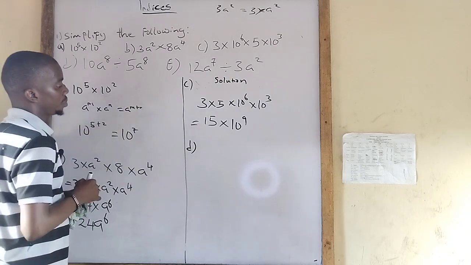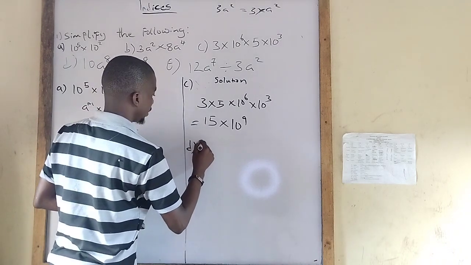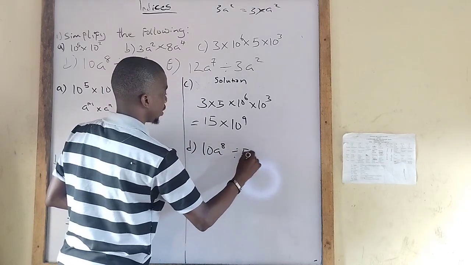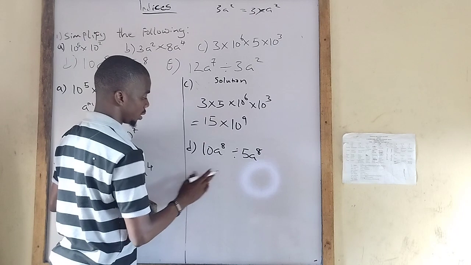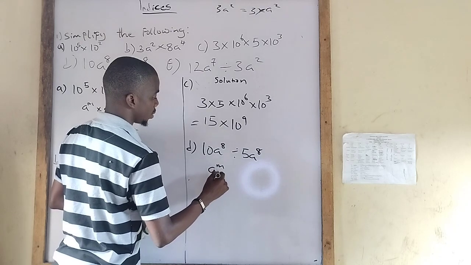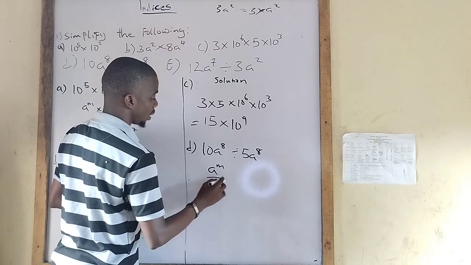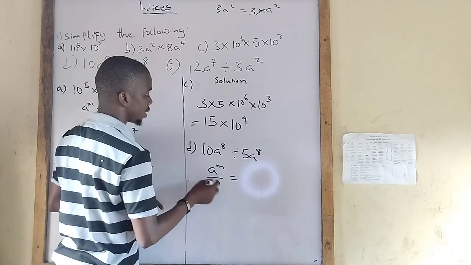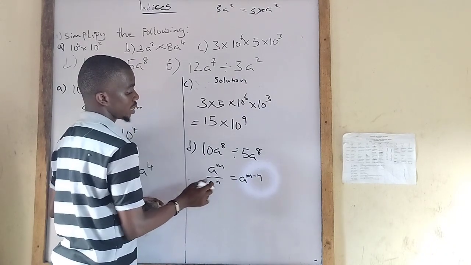We are going to split the algebra. Okay, so we have 10a raised to the power of 8 divided by 5a raised to the power of 8. Going forward, we follow the rule of algebra that says when you have two common bases raised to powers being divided, this is the same thing as taking it to a single base and subtracting their powers.